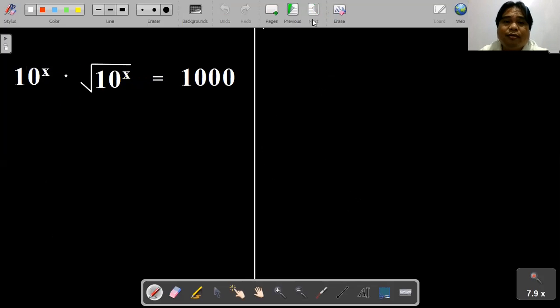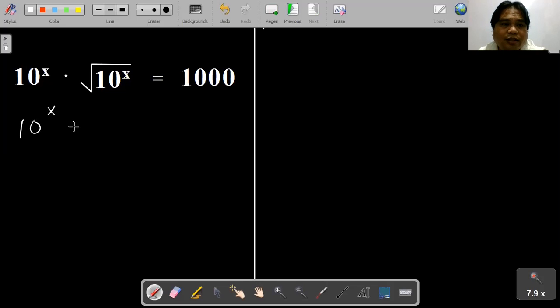Okay, let's have our last example. Our last example is expressed as 10 to the power of x times the square root of 10 to the power of x is equal to 1000. Okay, let's solve it now.